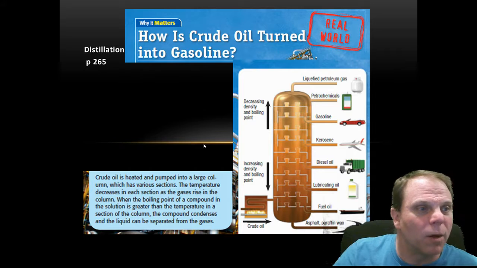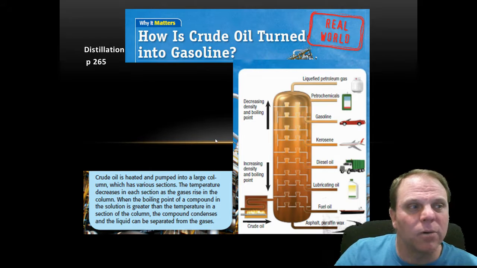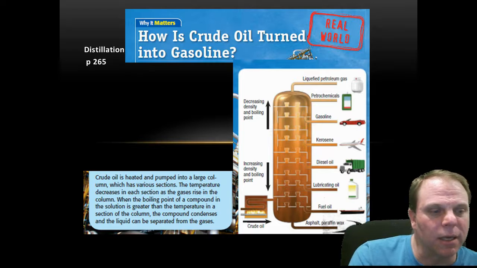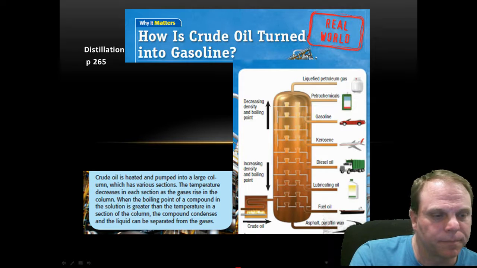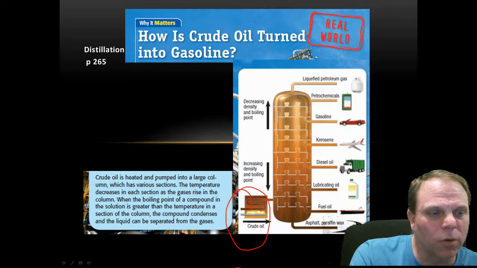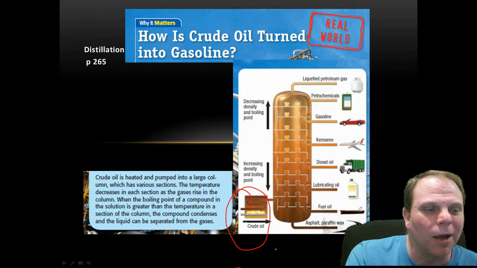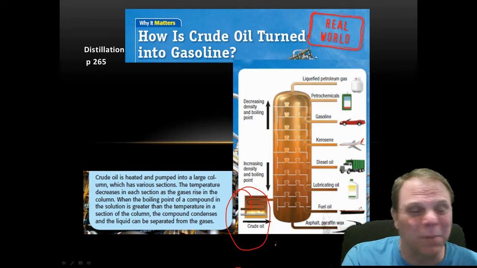All right, so what about gasoline? If we take crude oil, we turn it into gasoline. How does that happen? Well, I just want you to take a second to look at this because it's a really cool diagram. If you look here, we can see that our crude oil, that's the stuff that comes out of the ground, we put it in barrels.